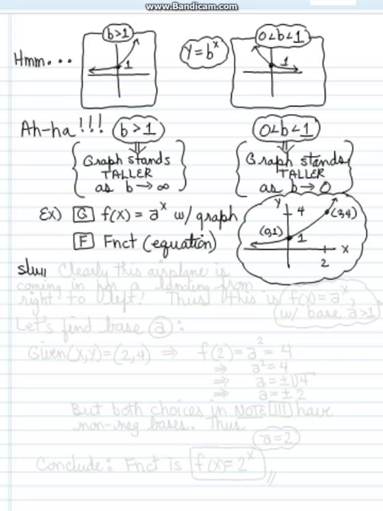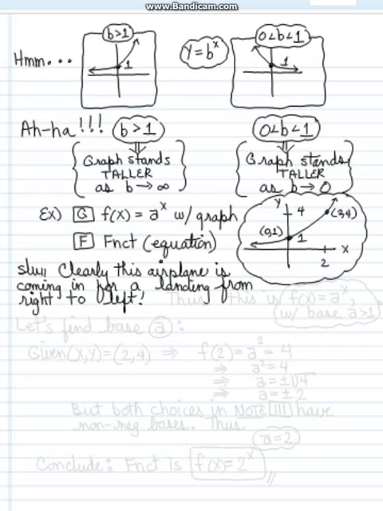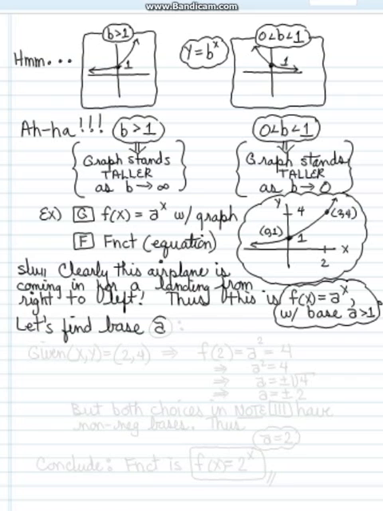Okay, so the first thing I notice is that clearly this airplane is coming in for a landing from the right side and landing on the left side onto our airstrip, the x-axis. And what does this mean? This means something about the base. Remember what I just said above? If it's coming in like this for a landing from the right and landing on the left side, that means the base is greater than 1. Okay, so we know our function, f of x, is going to be a to the x, where the base a is going to be greater than 1. We know that much. So let's figure out what this base a is, and we'll have the answer to the question.